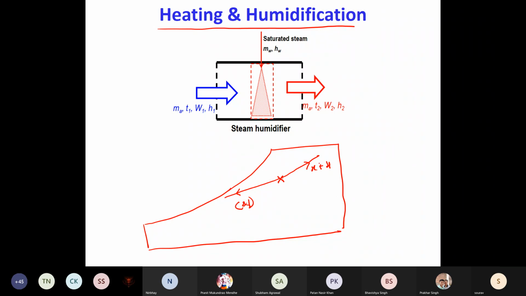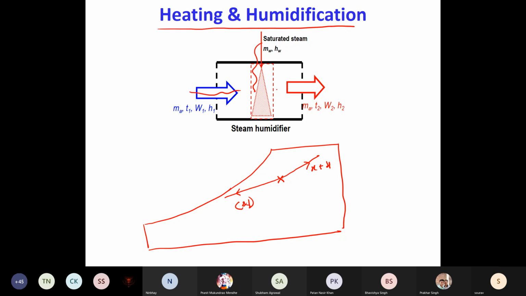So it's quite apparent from the name of the process that you have to provide steam to the incoming air. And the steam temperature would be higher than the incoming air temperature. So when air mixes with this steam, it will humidify definitely, and it will also pick up some sensible heat from the steam itself.